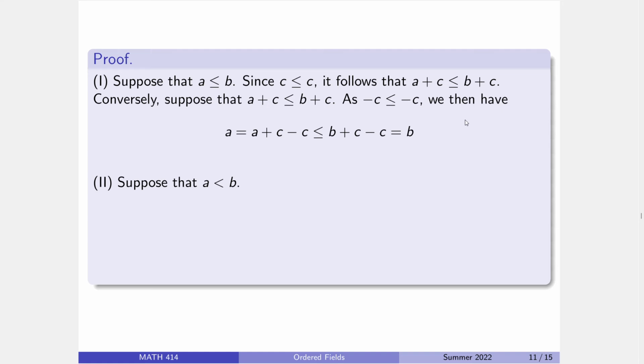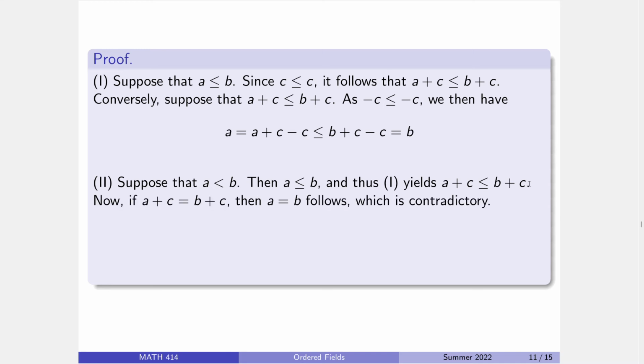Alright, so now let's do the strict case. For the strict case, we can use the non-strict case, because if this holds, that means A is less than or equal to B, and thus I have this inequality right here. And now if that is an equality, then A has to equal B, which contradicts my assumption, so it's got to be that I had strict.